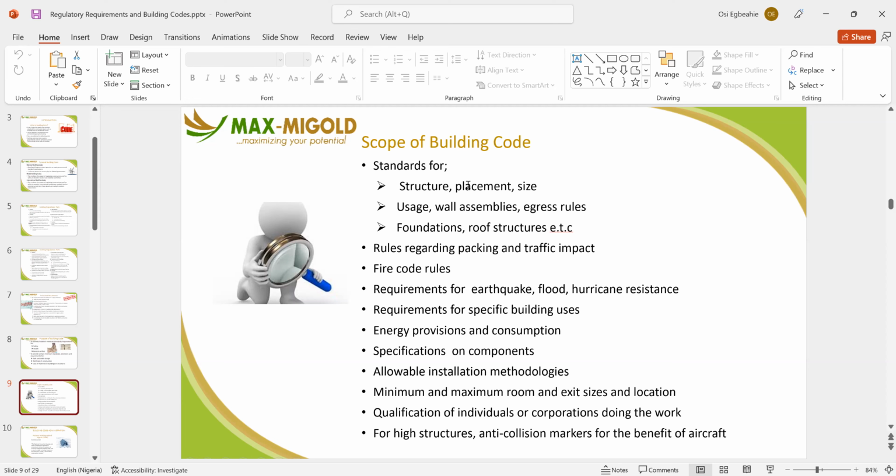Egress rules. Egress rules means when you are going out of the building. The wall assembly, looking at how the walls are being put together to ensure safety. And then the usage of the building itself is something that you need to look at. The foundation and the roof structures are what the code will always cover and ensure that that's done. Then rules regarding parking and traffic impact.